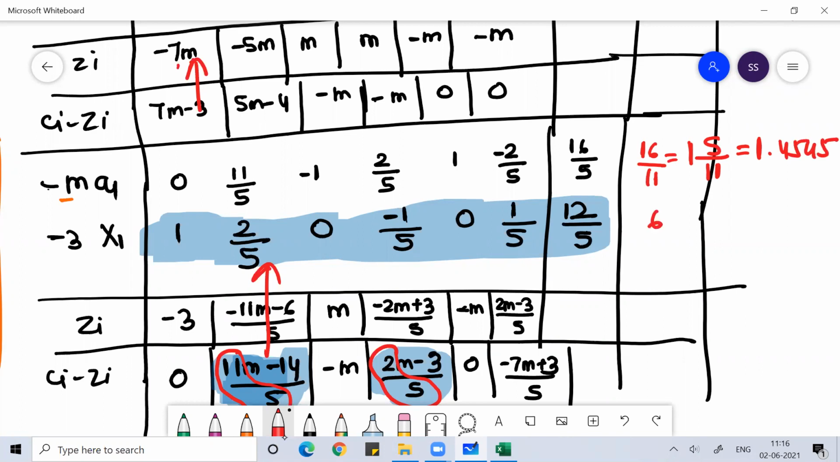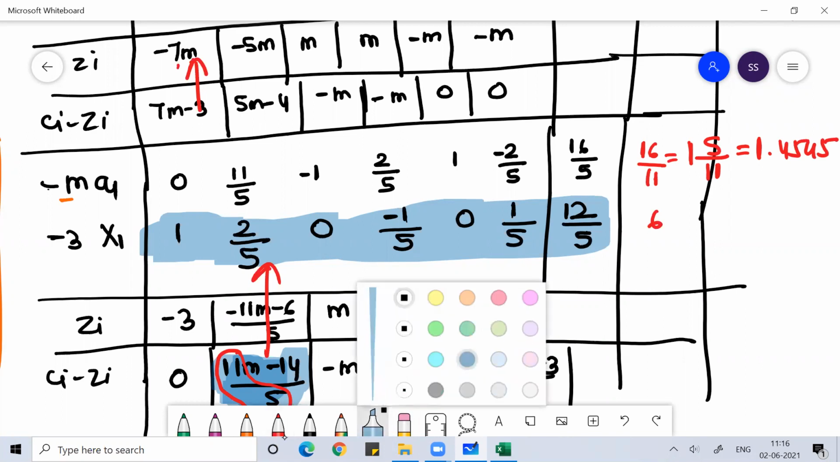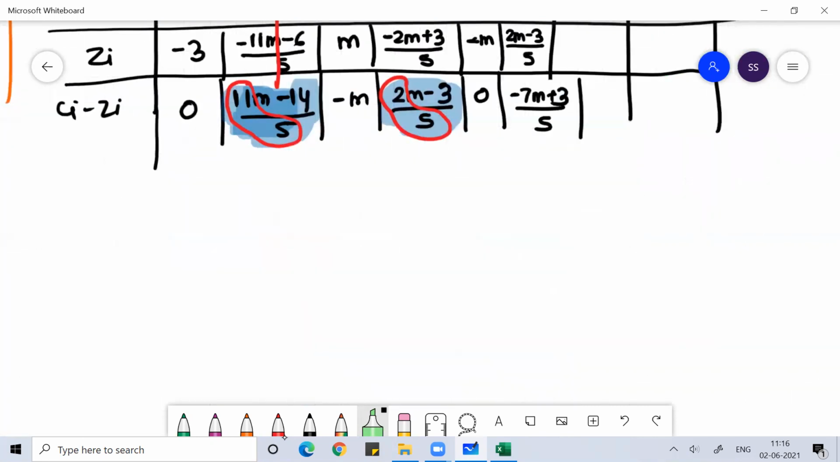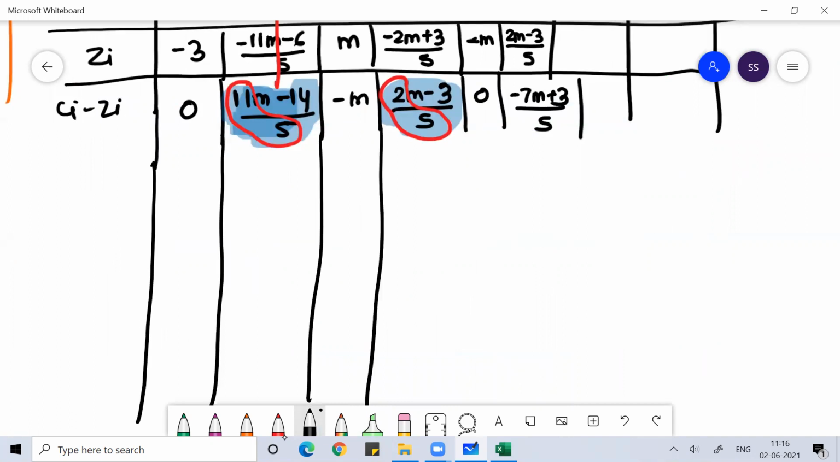would be 6. So which is the smallest one, guys? Anyone can tell me which is the smallest. This is the smallest. So x2 will enter into the solution and x2 will replace a1. So you can understand this. Now, guys, I'll do iteration table 3.